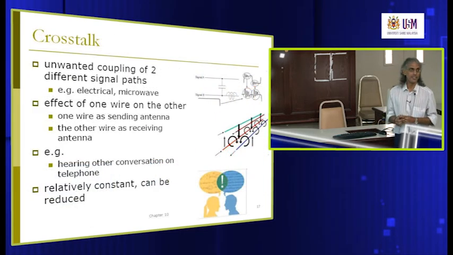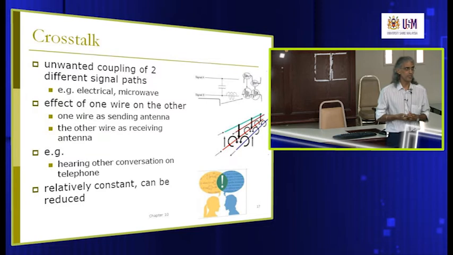Third type, the crosstalk. Crosstalk is basically when two wires or two signal paths come into contact with one another and overlap. So now the two signal paths are basically colliding. This could be electrical component coupling or microwave coupling. So you have two wires sending data, and if they come too close or touch each other, then the signal from one will get onto the other, from A into B and B into A, and a little bit of data will be corrupted.